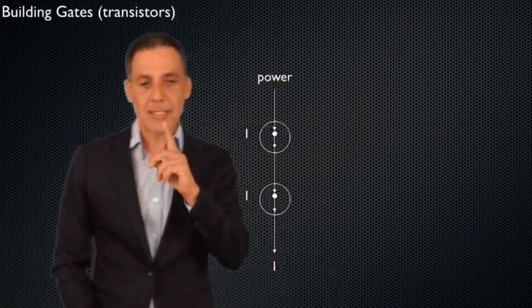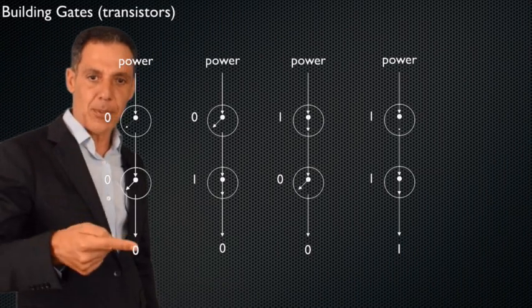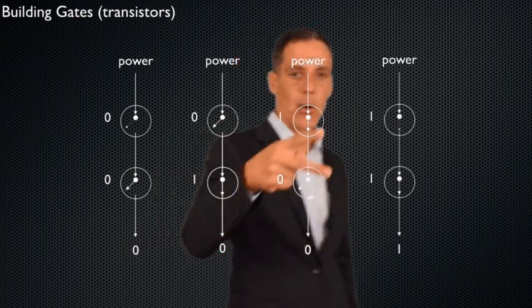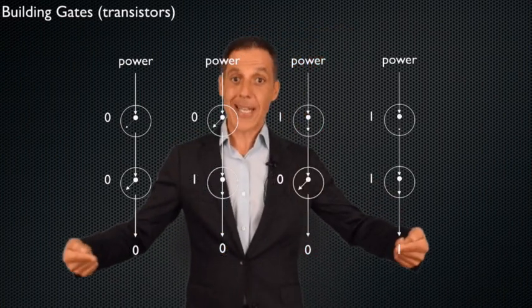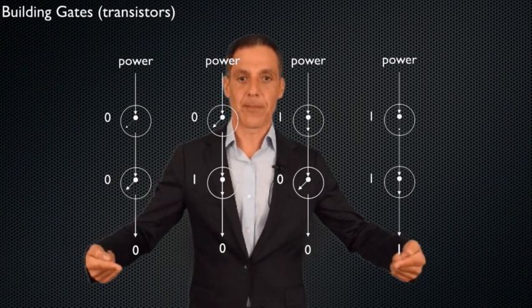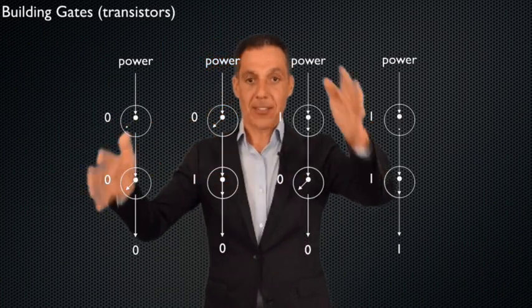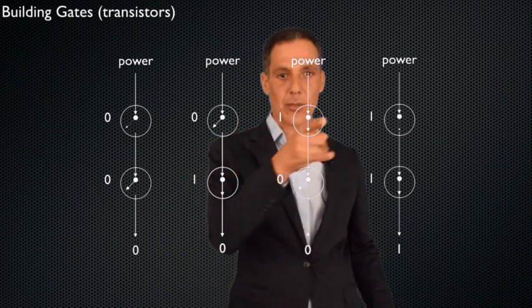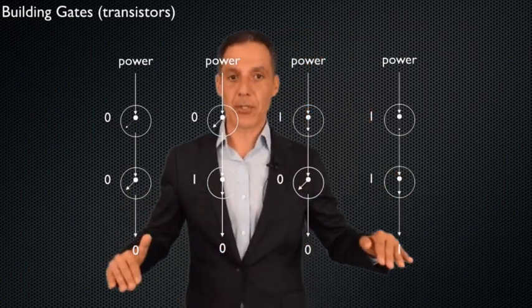Okay? So let's look at all four of these together and see what that looks like. So with two inputs 0, 0, I get an output of 0. 0, 1, I get an output of 0. 1, 0, I get an output of 0. 1, 1, I get an output of 1. What is this? It's an AND gate. It's an AND operator. So think of these left to right here as the columns of the truth table. Four rows, 0, 0, 0, 1, 1, 0, 1, 1.